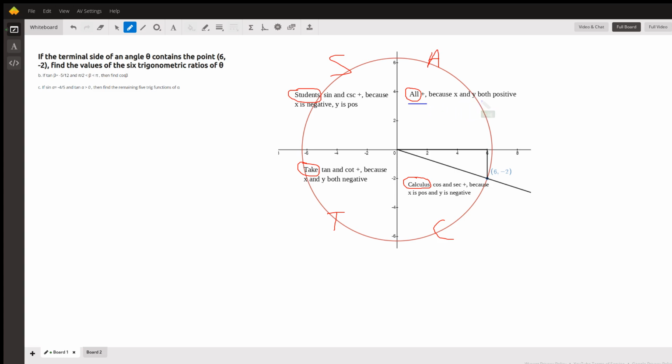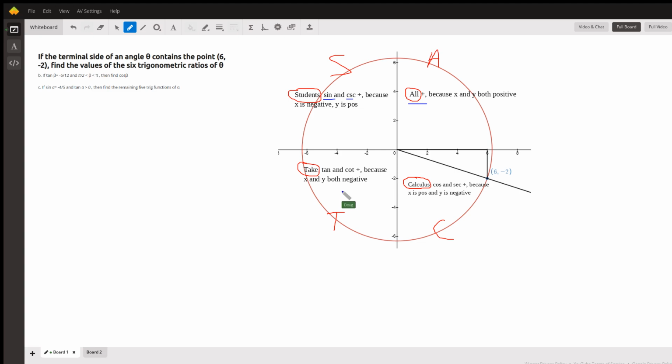y coordinates are positive. In the second quadrant, "Students" means sine and its reciprocal cosecant are positive because x is negative and y is positive, and the sine is y over the hypotenuse, which we always treat the hypotenuse as positive. Third quadrant, "All Students Take Calculus," take tangent and cotangent are positive because both x and y are negative.